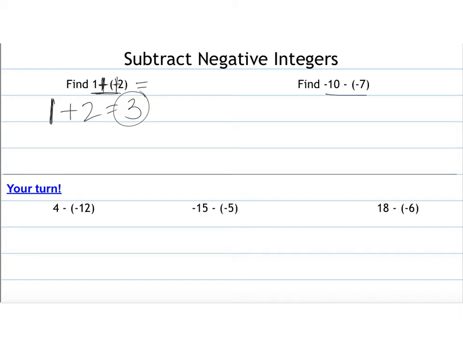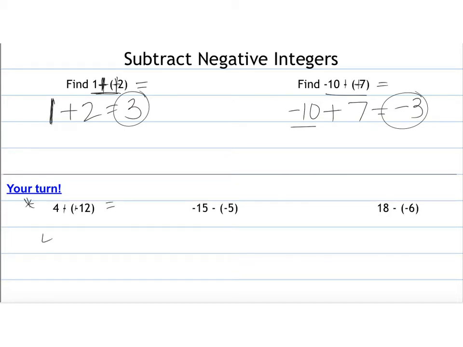Negative 10 minus negative 7. So I go chop, chop. Negative 10 plus positive 7, because now it's positive. 10 minus 7 is 3. 10 is greater, and it's negative, so it's going to be negative 3. You do these ones on your own, these three on the bottom.